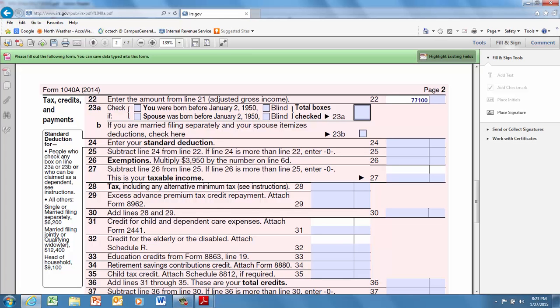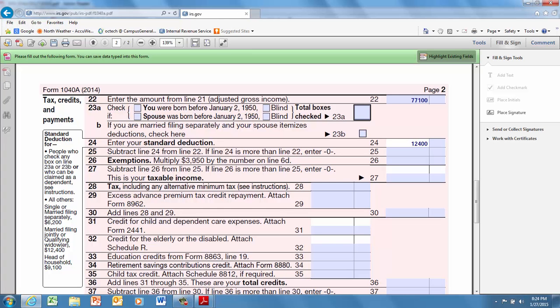We get down to line 24. Remember that we cannot itemize on a 1040A. If Charles and Deneen wanted to itemize their deductions, they need the long form 1040. So they don't have any itemized deductions, so we're just using the standard deduction. I look over here to the left, I find married filing jointly, just down here, 12,400. And that's what's going to go here in line 24.